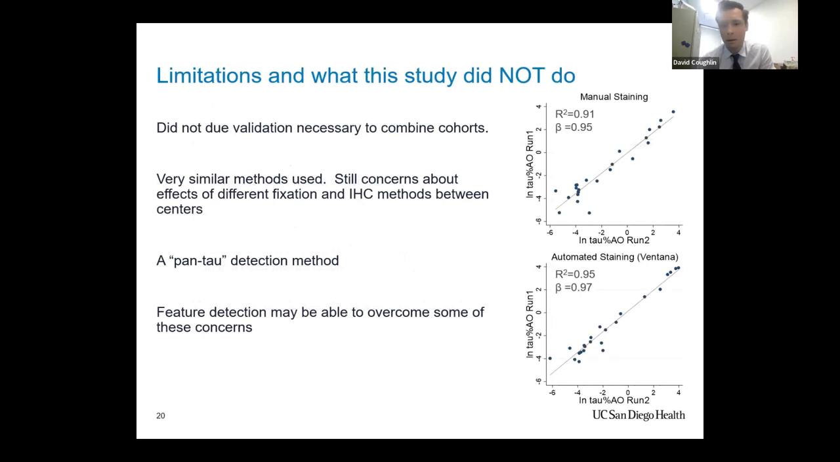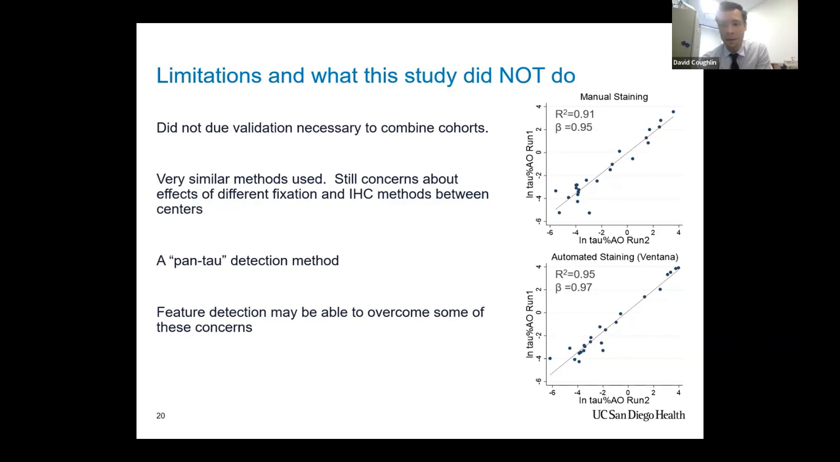But I did want to talk about limitations. We didn't do all of the validation steps that would have been necessary to really feel good about combining cohorts. We weren't sure if we could really put the UPenn and the UCSD tissue together in a single data set, so we kept them separate for this project. We were encouraged that we were seeing extremely similar results anyway, with percent area occupied of tau burdens that were very similar. But we did use really similar methods.